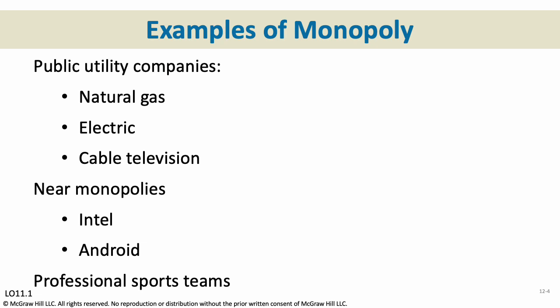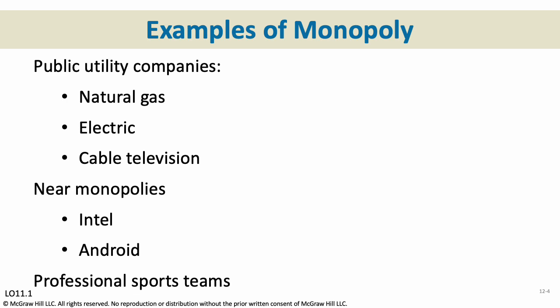So utility companies, the gas company, the electric company, cable television could be a monopoly if you have one, or it's an oligopoly if you have a few. Near monopolies, Intel or Android or things like that. Intel chips are in the majority of computers. It's not a perfect monopoly, but they are by far the market leader. Android phones are the most popular phones.